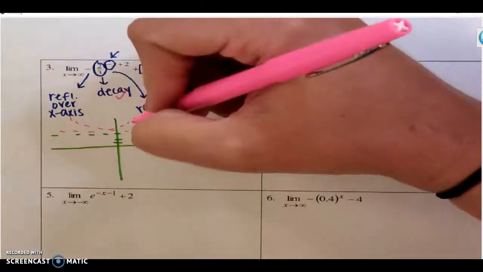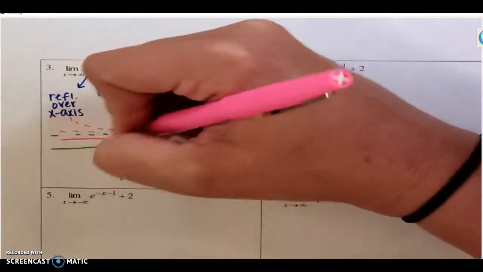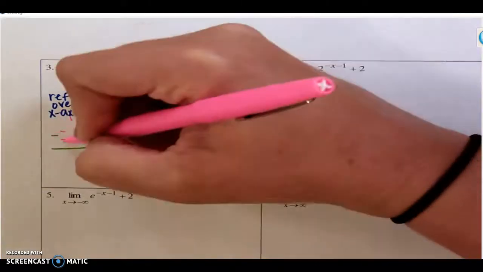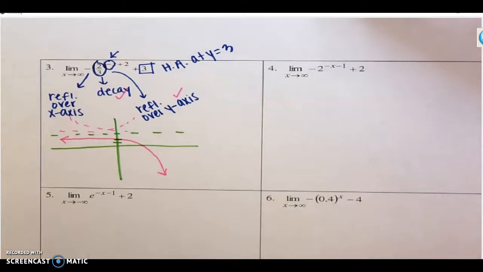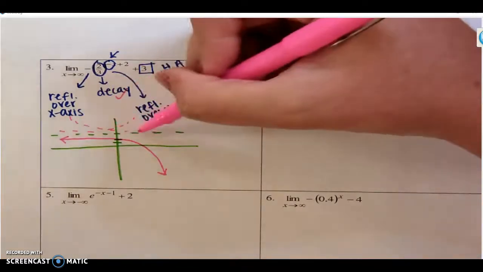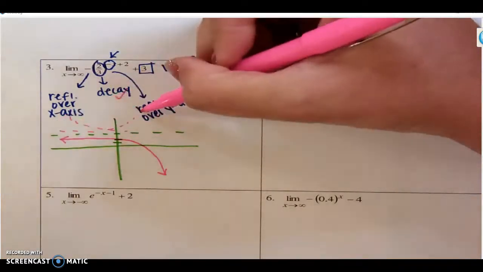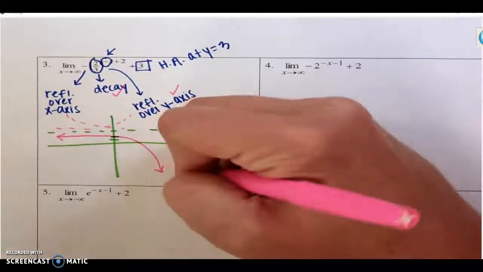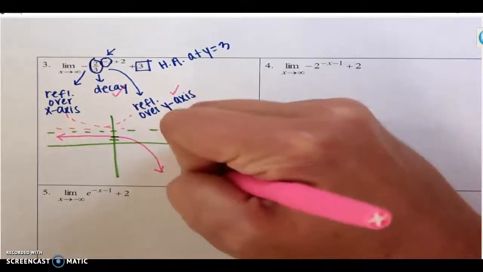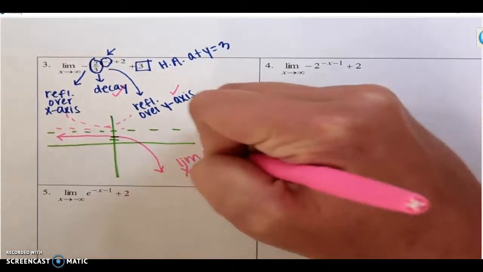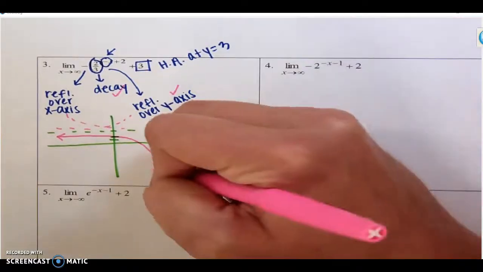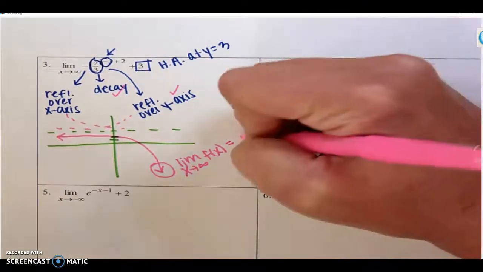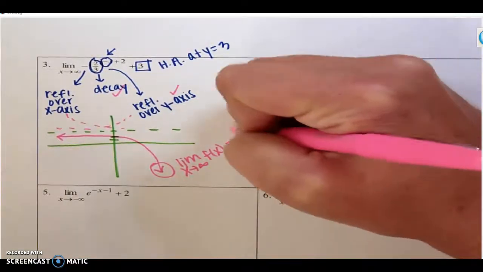Then we're going to take that growth graph, and if we reflect it over the x-axis, the graph is going to look like that. Okay, so decay, then it turns into growth when you reflect over the y, then you got to reflect over the x. So this wanted to know the limit as x approaches infinity. So we're looking at the right end behavior, which is here, and that's going towards negative infinity.